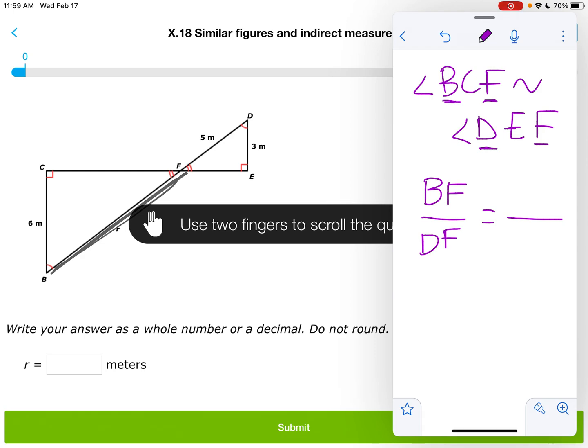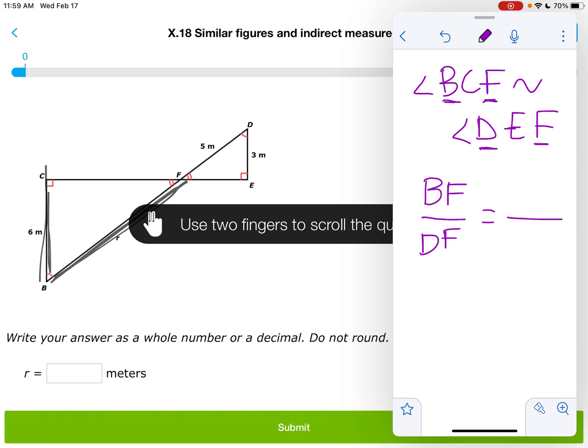Okay, then we need to look at our triangle that we're trying to figure out, so triangle BCF, and figure out what side we already know. Right, we already know side CB. We know that that is 6 meters. So our next one is side CB. And then if we notice, CB is the first two letters. That means we're looking at the first two letters of our second triangle. So DE is the last one.